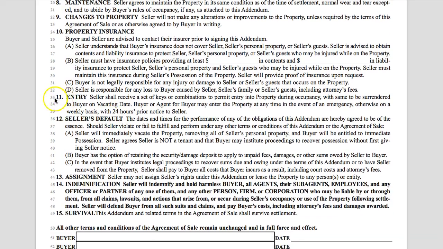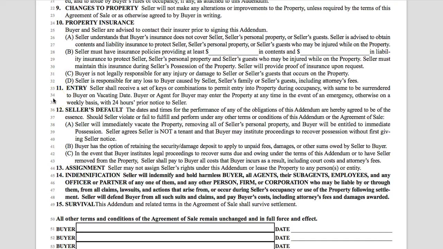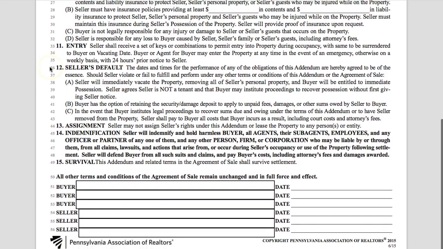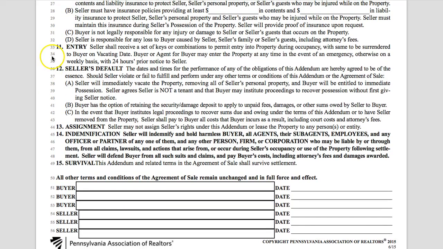Entry. So just like in a lease, the buyer would have access to the property. They'd get keys at settlement, and they'd be able to enter the property with 24 hours notice, unless in case of an emergency. This discusses seller's default, which ideally won't happen, but that is one of the risks of having the seller stay in the property beyond the settlement date.